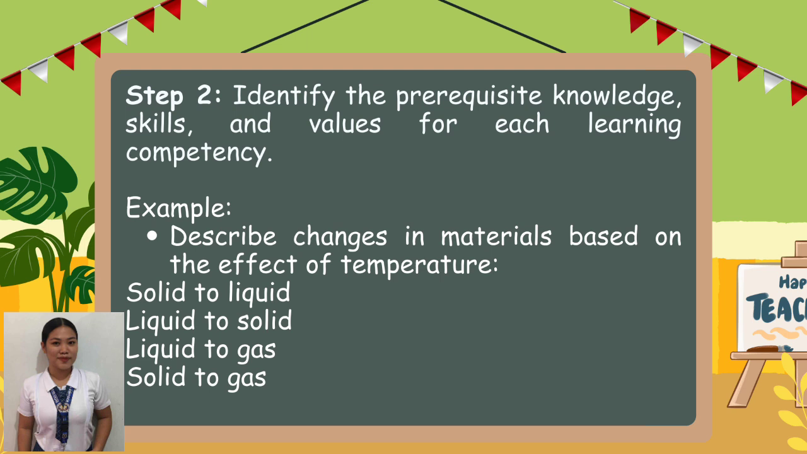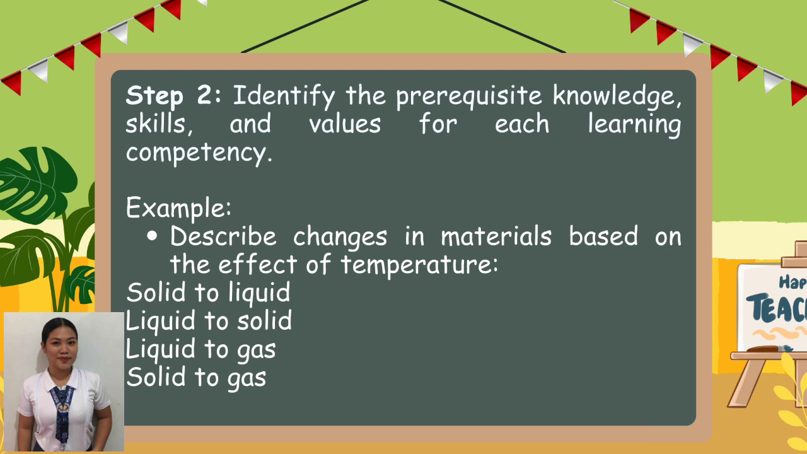Step 2. Identify the prerequisite knowledge, skills, and values for each learning competency. Example: describe changes in materials based on the effect of temperature, solid to liquid, liquid to solid, liquid to gas, or solid to gas. We will stick to this example. We will start with the prerequisite knowledge.